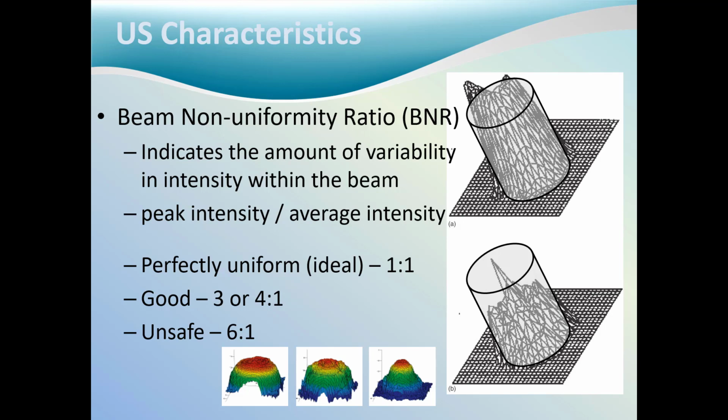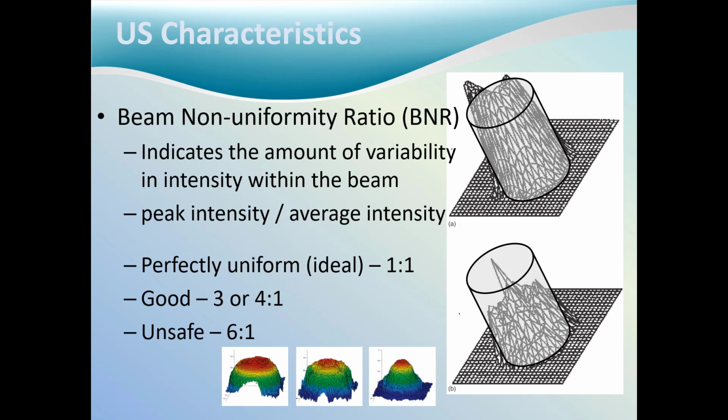If the BNR is indicated as 3:1 and the meter displays an output of 2 watts, then at some point in the beam, the actual intensity is equivalent to 6 watts. If we multiply 3 times the 2 watts, we get the total of 6 watts as the maximum peak.